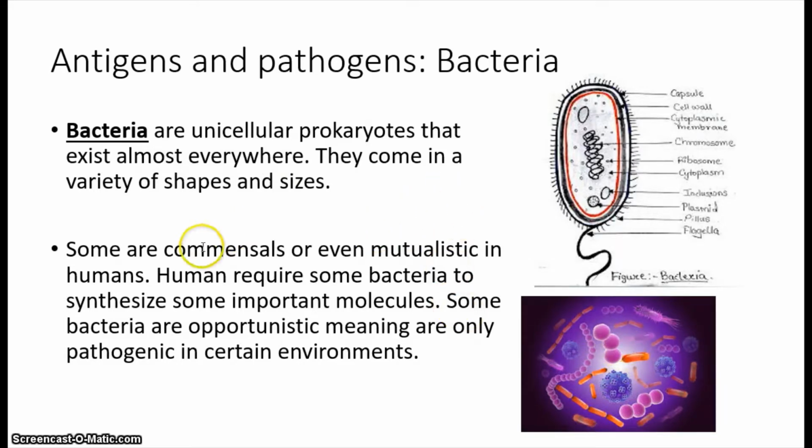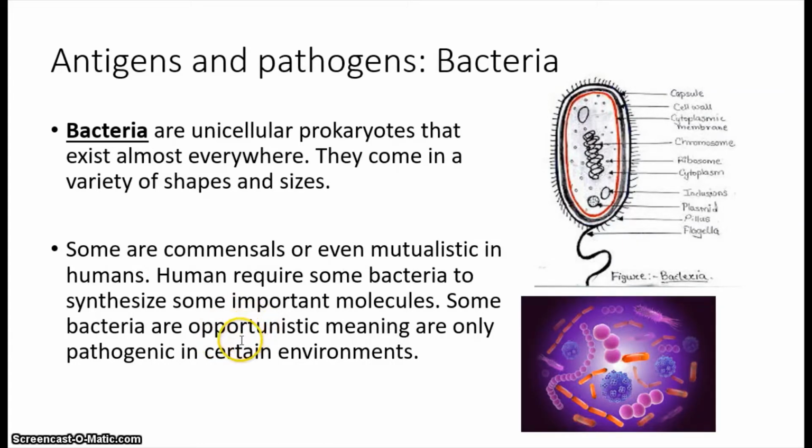Most of these bacteria are actually called commensals, meaning they live in us and they are even mutualistic in their relationship with us, meaning they can actually be really good for us. But obviously some of them do contribute to disease. We actually do require some bacteria to help us synthesize some important molecules, but some bacteria are opportunistic, meaning that they can cause disease in particular environments or locations. So when we're thinking about pathogenic bacteria, we're usually thinking about them causing disease in an opportunistic manner. This means when they get into a different part of the body that they're not normally found in, they begin to cause disease.